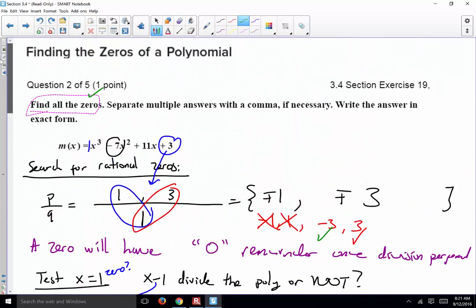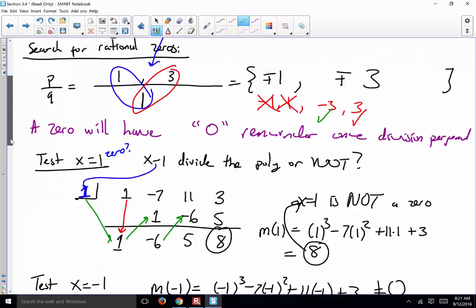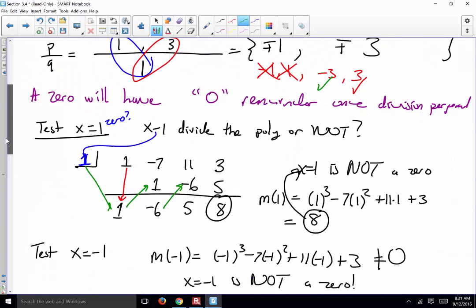Let me repeat what we did. We first hunt for rational zeros. The hunt was actually over here.